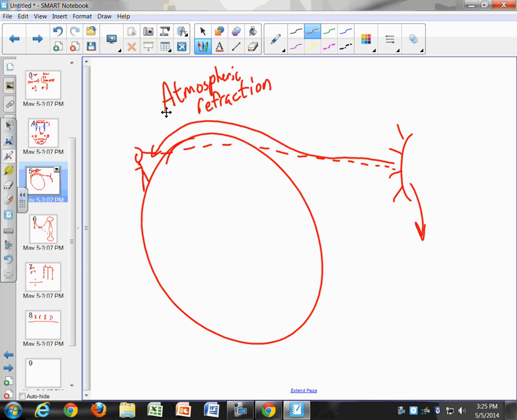Aberrations. That was one thing I was missing. There are two types of aberrations, spherical and chromatic. You need to know what causes them, what effect they have, and what fixes them. Right. So spherical aberrations.